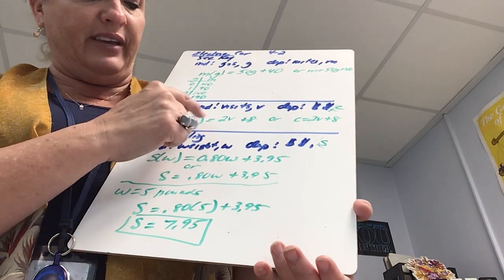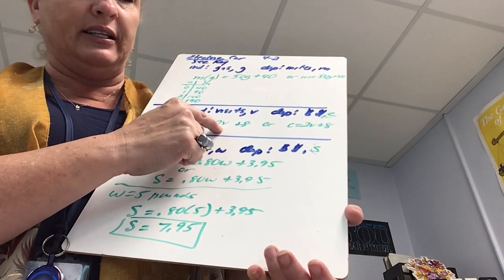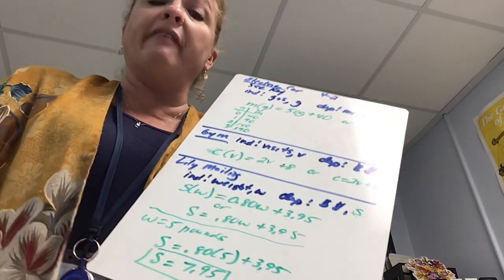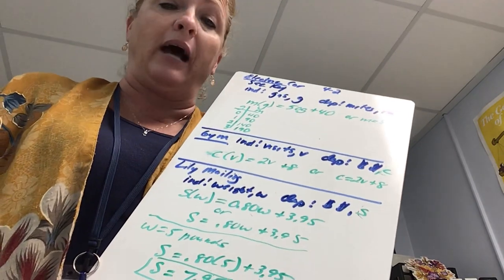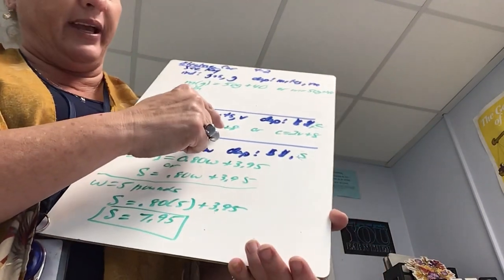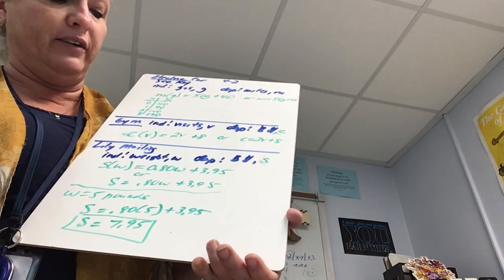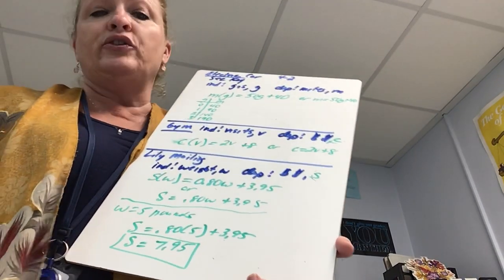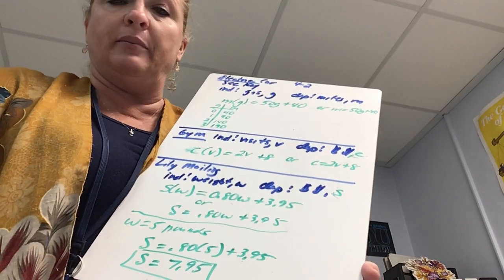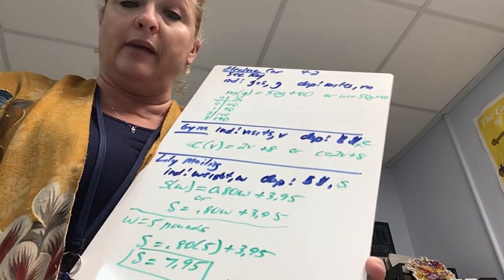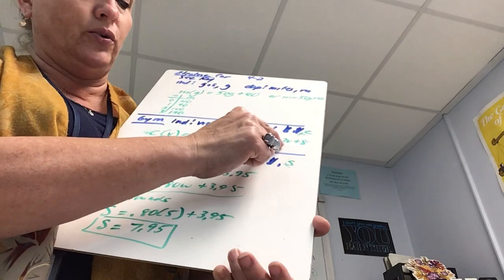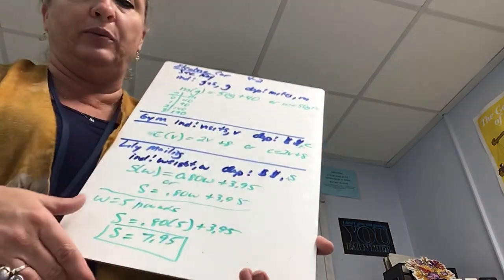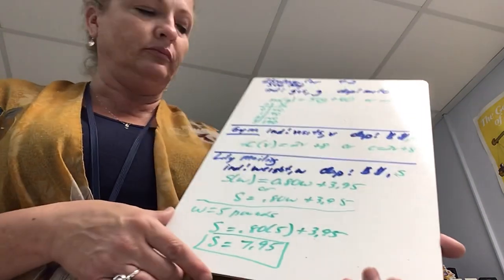So C of V equals, it was $2 a visit, but like a lot of gyms have a fee that you have to pay no matter how much you use it. So that's why we have plus 8. Or we could have just said C equals 2V plus 8. So for example, how much would it cost him if he went to the gym 10 times in 1 month? 2 times 10 is 20, plus 8 would be $28.